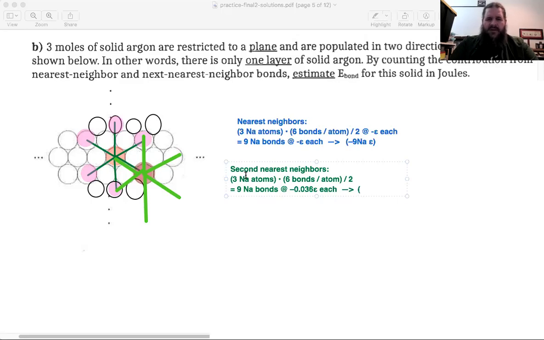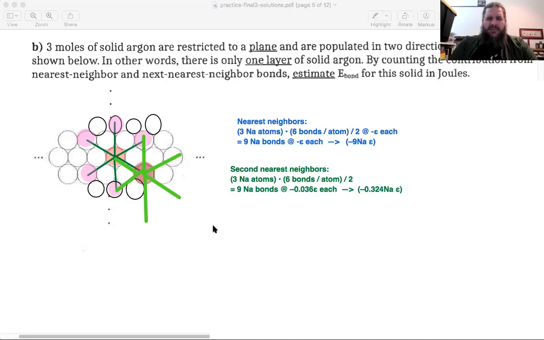So then we just multiply those. 9 times negative 0.036 epsilon is 0.324. So negative 0.324 Avogadro's number epsilon. So that would be the bond energy contribution of all of the second nearest neighbor bonds.